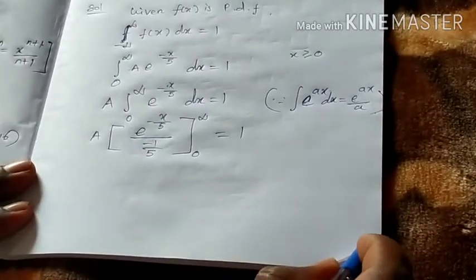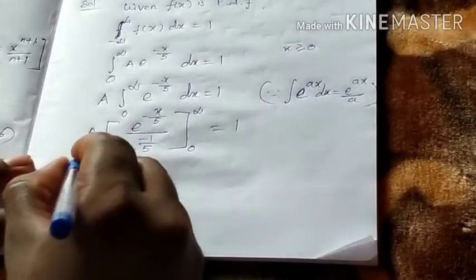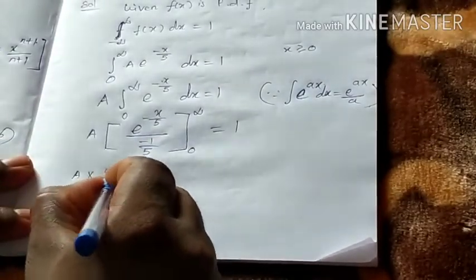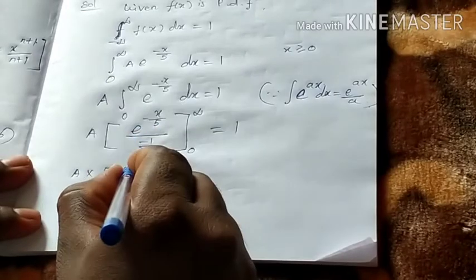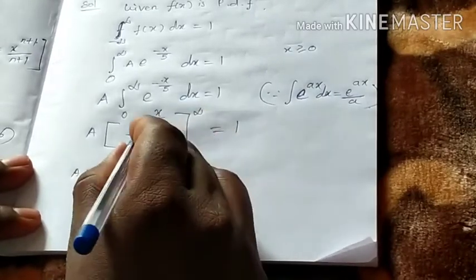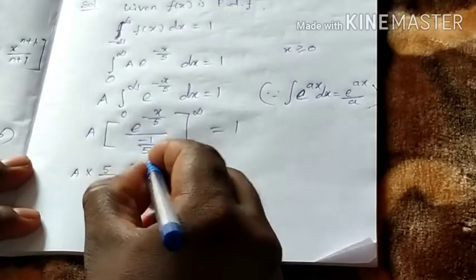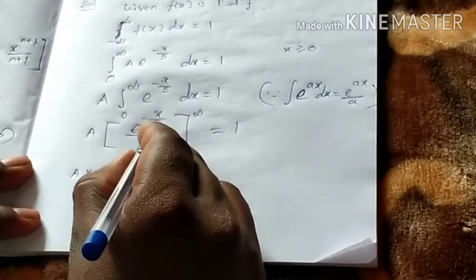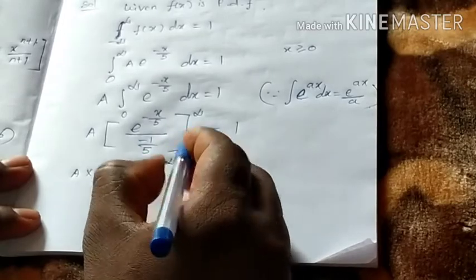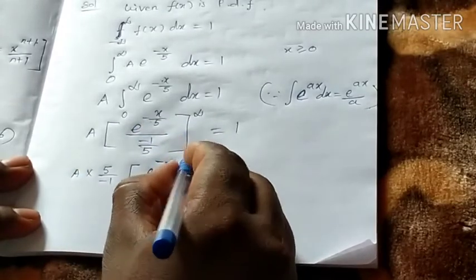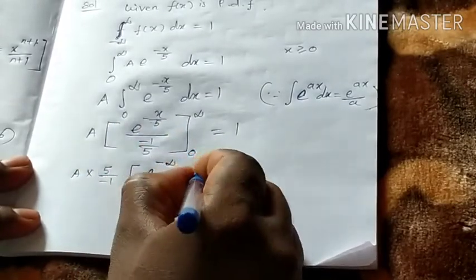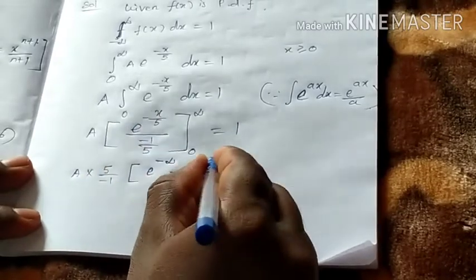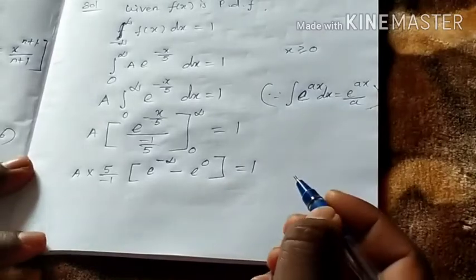Then a into, this can be written as 5 by minus 1, into upper limit minus lower limit. The upper limit is infinity: e power minus x, replacing x with infinity, infinity by 5 is infinity. Okay, the upper limit is done. Minus the lower limit: e power minus 0. 0 by any number is 0, so e power 0 is equal to 1.